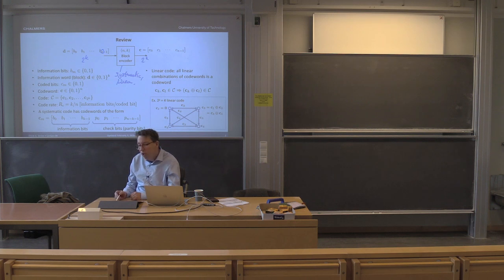If one wants to visualize how this works, we can take a small code with just 4 code words. And by this property, we know that the 0 code word will always be in the code. Why is that? Well, if we take C_k plus C_k, we get the all-0 code word. And that has to be in the code if it's a linear code. So the 0 code word, the code word consisting of all zeros, will be part of the code.